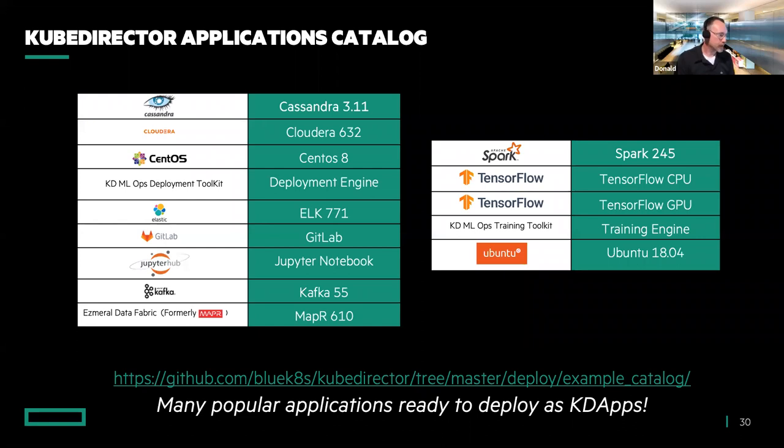Yeah, I just wanted to point out, similar to how BlueData was acquired by HPE, we've also acquired what is very popular in machine learning from the data's perspective, MapR, which is why I see MapR 6.10. That is rebranded as the Ezmeral Data Fabric, and it's integrated into the HPE container platform as well.